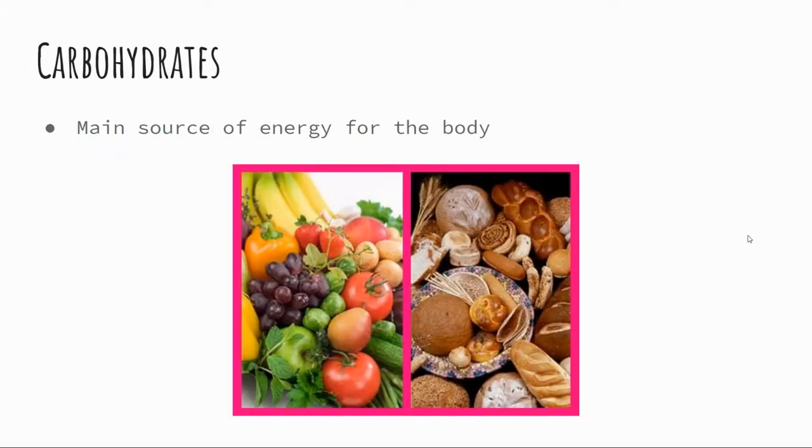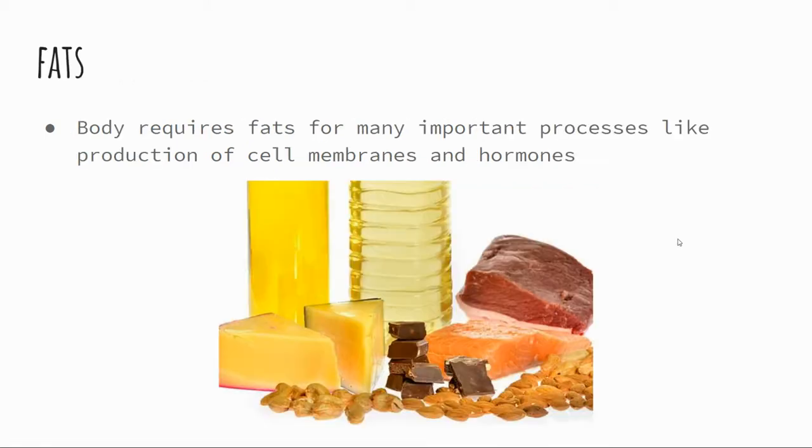Carbohydrates, again, are the main source of energy for the body, also called carbs. We're going way back here to Unit 2, which was back at the end of August, beginning of September. We talked a lot about carbohydrates and structural carbohydrates along with energy providing carbohydrates. So fats, animal bodies require fats for many important processes. One of those is the production of cell membrane and also proper hormone function.